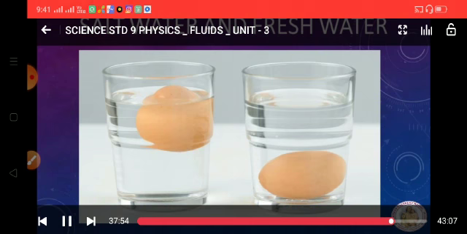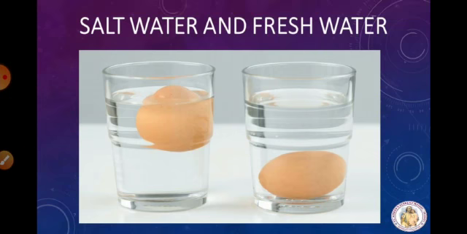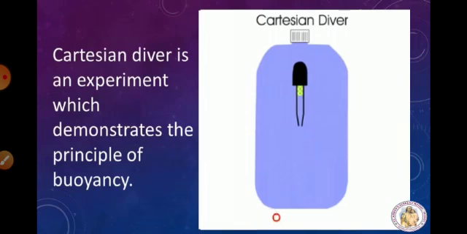So let's do an activity. In the first glass there is salt water, so the egg is floating. In the second glass there is fresh water, and the egg is sinking. Why? Because salt water is denser than fresh water because of the salt content present in it. The egg will sink in fresh water because of its greater density than the water. The egg will float in salt water because when salt is added to water, the density becomes greater than that of the egg. That makes the egg float, while it sinks in fresh water.